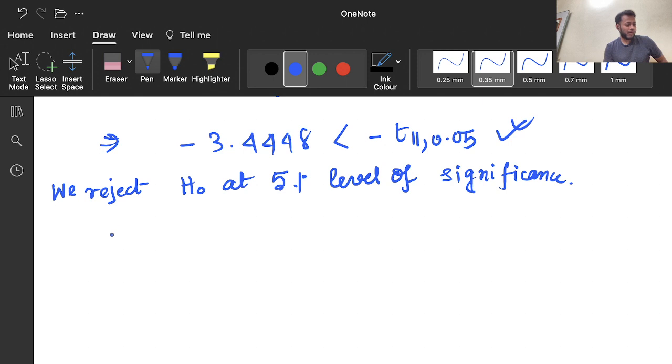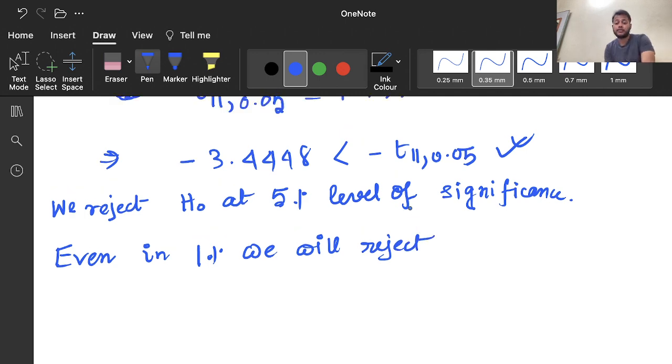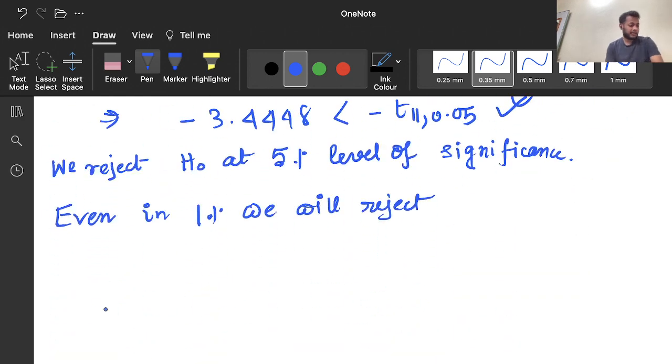Even at 1% we will reject this. If we allow that our data remains in the 5% region, I will include it. Now if I allow it only if it remains in the 1% region, then also I will reject. Let's see, the 1% critical value is lesser than this.